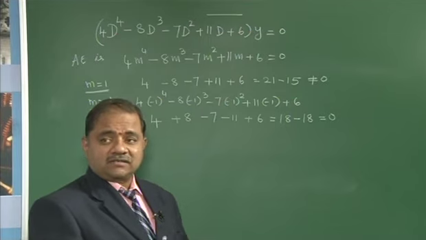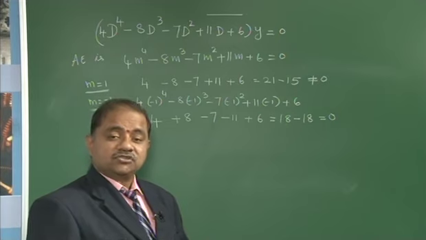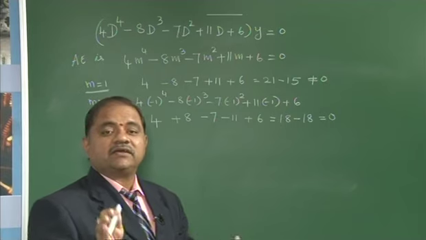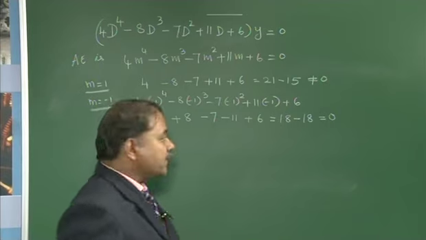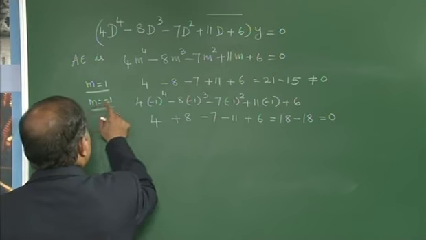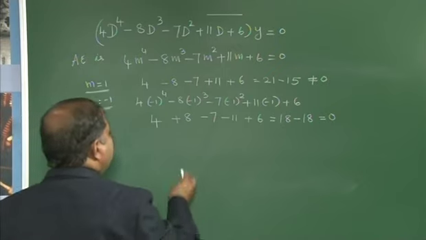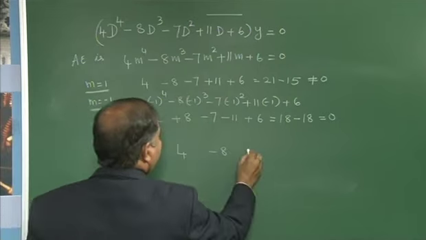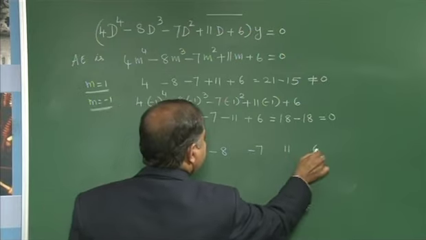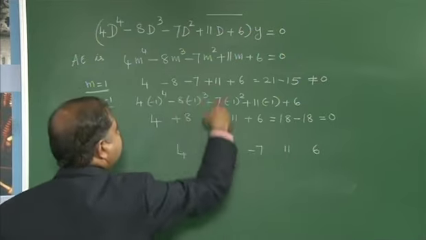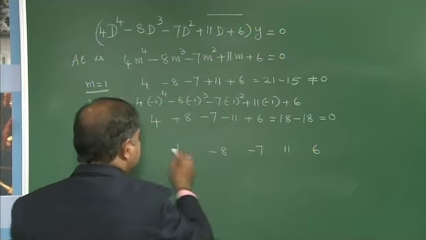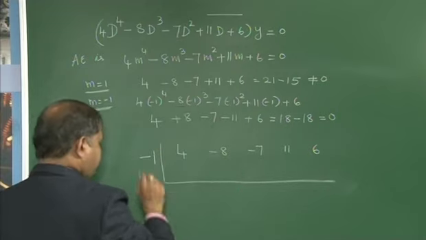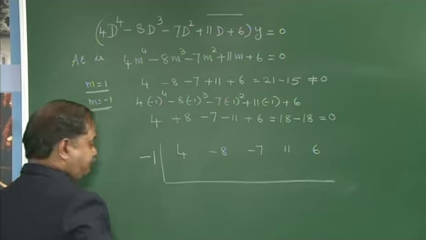Suppose you don't get minus 1 either, then start with 2, minus 2, 3, minus 3. Out of these 6 values, compulsorily one should satisfy the equation, which is the root. So, what happened now? m equal to minus 1 is a root. Now, write all the coefficients from the equation: 4, minus 8, minus 7, 11, 6. Compute the synthetic division by the root minus 1.